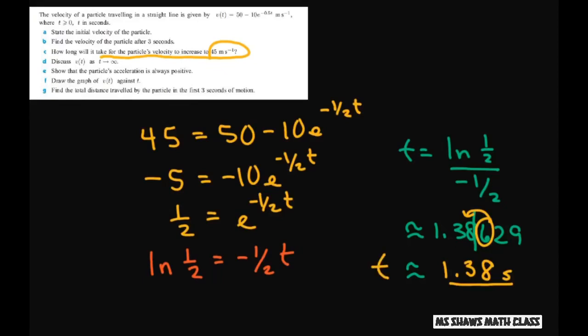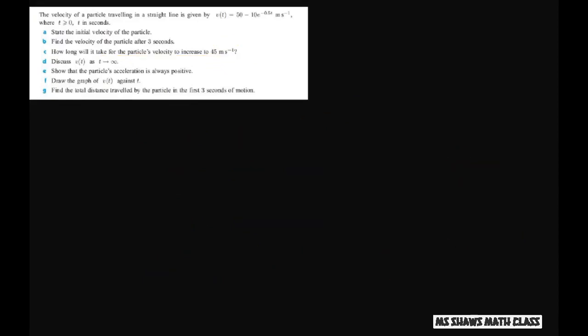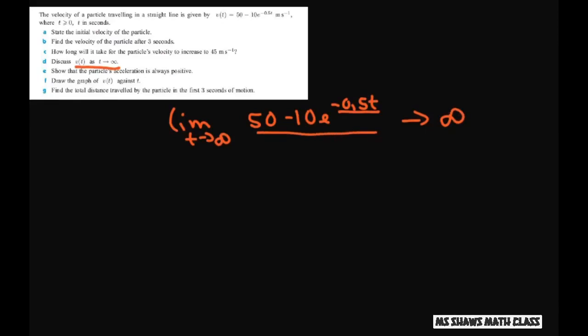All right. Discuss what happens to the velocity as t increases. So basically, as your t gets bigger and bigger, you just kind of take the limit as t gets bigger and bigger, that just gets bigger and bigger as well. So this is going to go to infinity as well. This number just gets larger and larger.